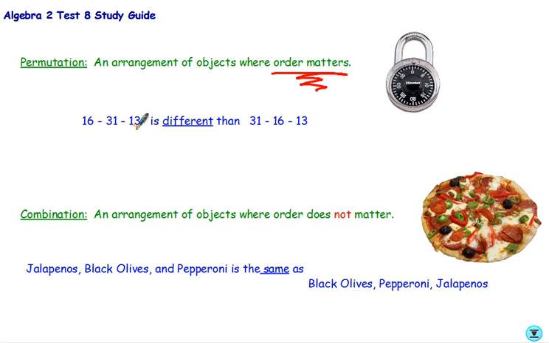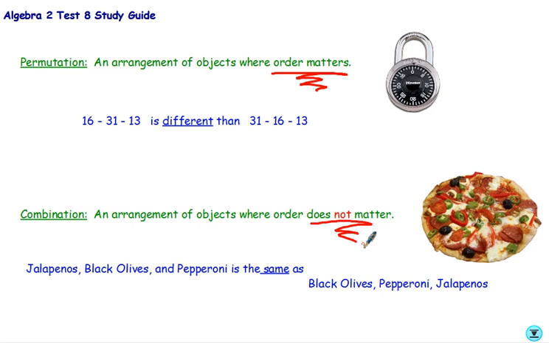A telephone number, for example: if you don't put the telephone number in the right order, you're not going to get the right person. A password to a website, right? These are all cases where the order does matter. Now, sometimes you can rearrange things where the order does not matter. An example I'll use for that is a pizza. When you call up to order a pizza, it doesn't really matter how you tell the guy you want the pizza.